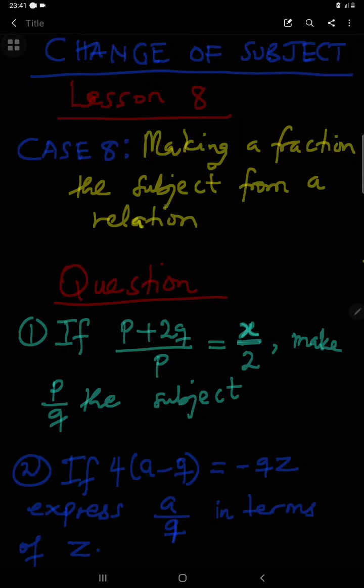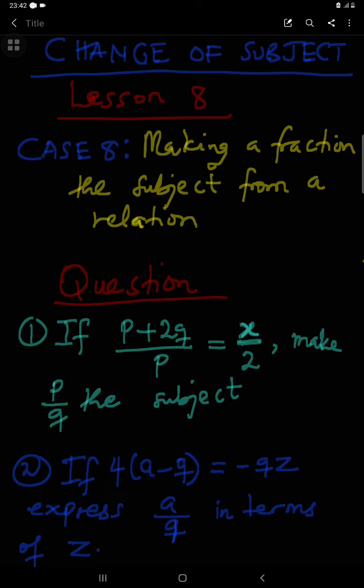Hello, welcome to our last section on change of subject. Here is more of, should I say, application. Sometimes they may give us a question where they may not ask us to make just one letter the subject. You can also be asked to make a ratio or a fraction, expressing a fraction in terms of other letters. That is what we are going to look at now.